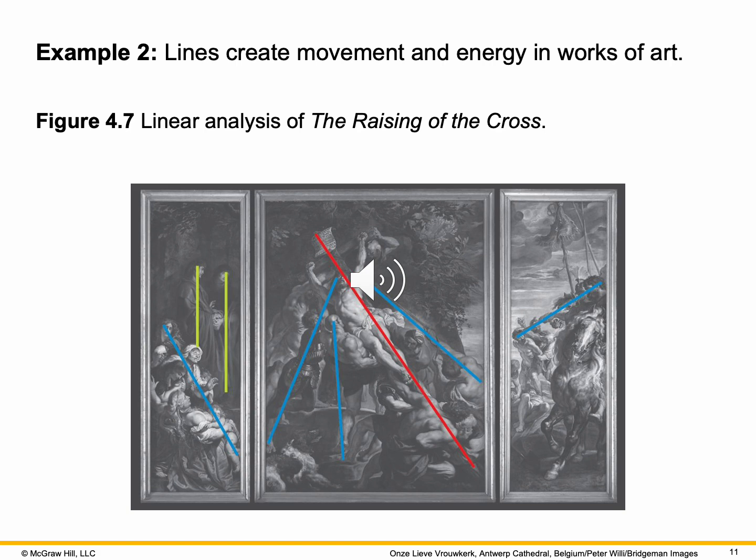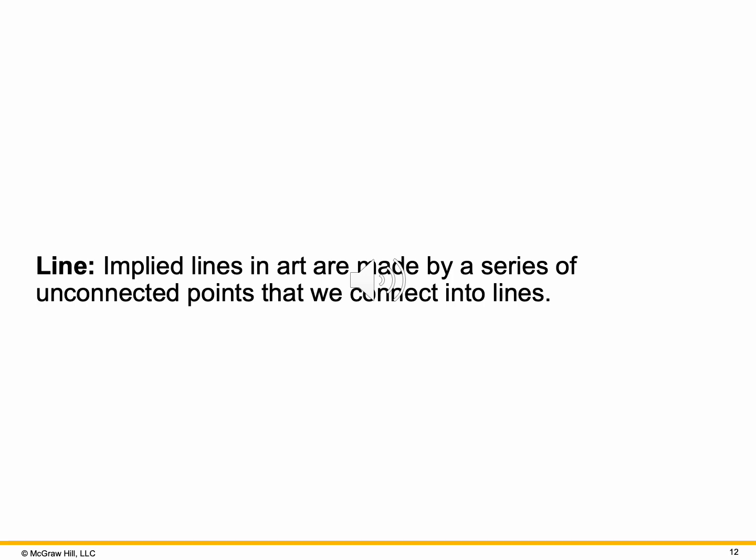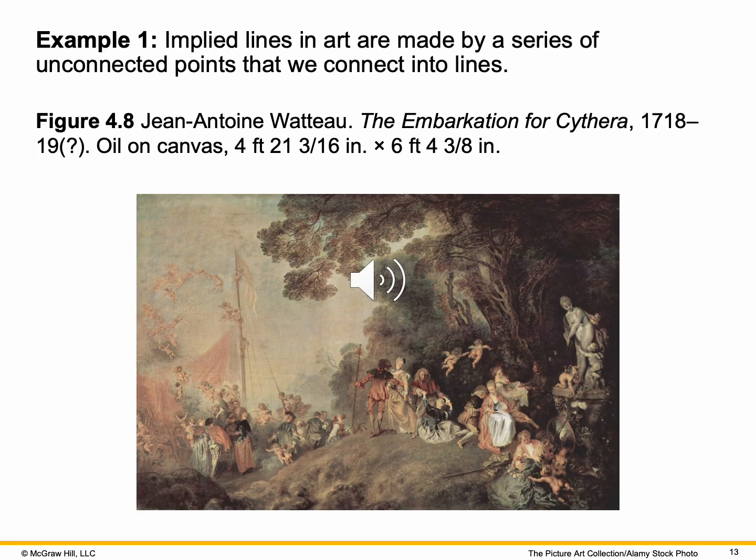Lines create movement and energy in works of art. Line. Implied lines in art are made by a series of unconnected points that we connect into lines. In addition to actual lines, lines formed by edges and linear forms like the moving bodies in Rubens' paintings, our eyes also pick up on lines that are only implied. A common example from everyday life would be a dotted line, where a series of dots are spaced closely enough together that our minds make the connections between them.